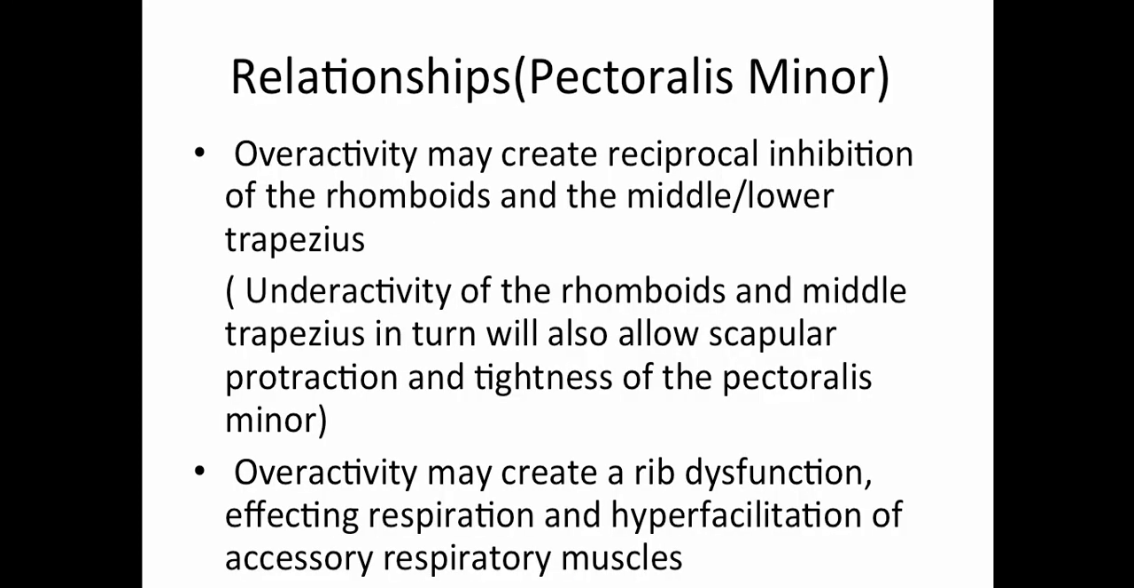Overactivity of the pec minor may create reciprocal inhibition of the rhomboids and the middle and lower trapezius. Underactivity of the rhomboids and the middle trapezius in turn will allow scapular protraction and tightness of the pectoralis minor. Overactivity of the pec minor may create a rib dysfunction, affecting respiration and hyperfacilitation of accessory respiratory muscles.